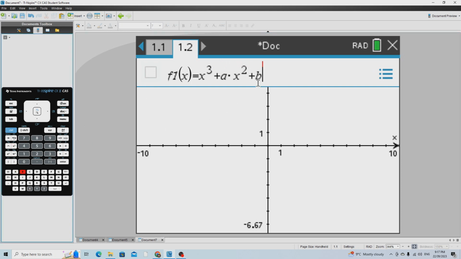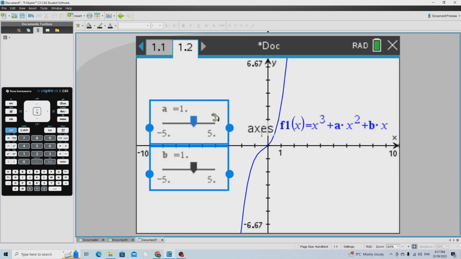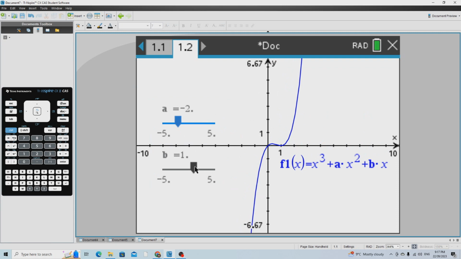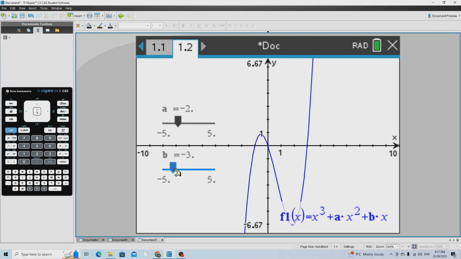Plus b times x. Okay, a and b. So let's try the first one. We're saying that a is -2 and b is -3, and we want to have a maximum at -1. So it pretty much looks like, no, it doesn't look like -1. And a minimum at 3, which is no. 3 is over here, nope.